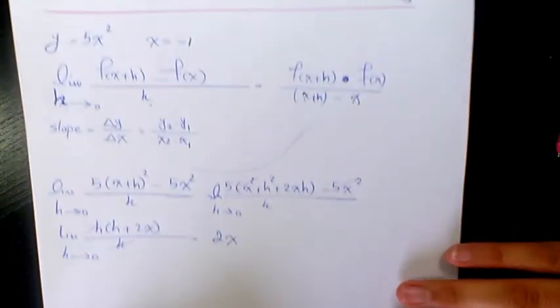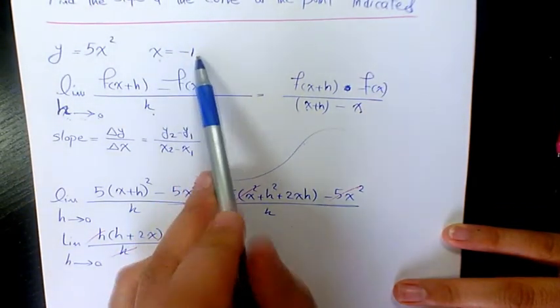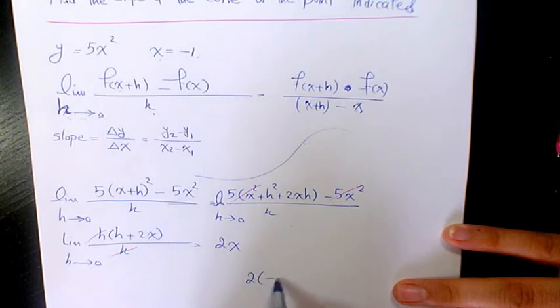So that's going to be the function for finding the slope. We need to find it at x equals negative 1, so it's going to be 2 times negative 1, which is negative 2. So the slope is equal to negative 2.